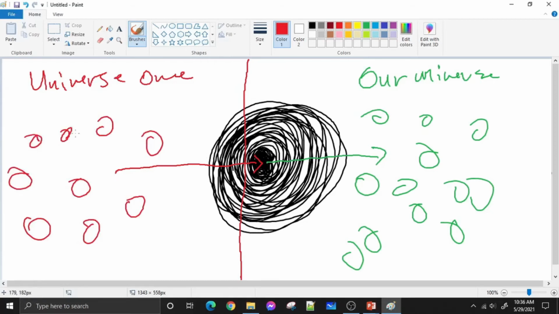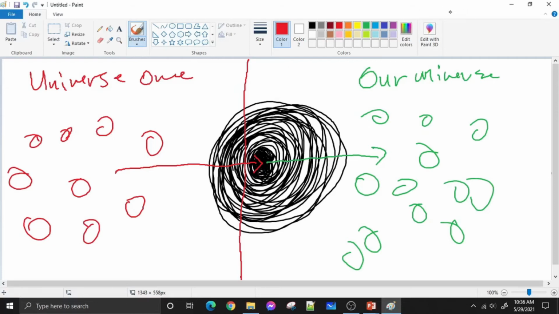So if you look at it, this is very similar to the antimatter universe, where our universe, which is composed of matter, is being separated from the antimatter universe. Okay.